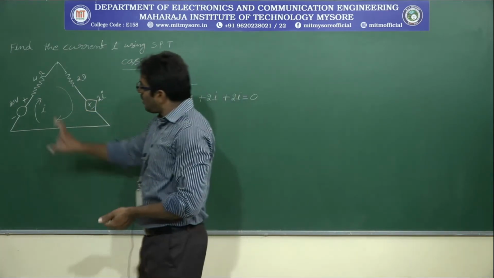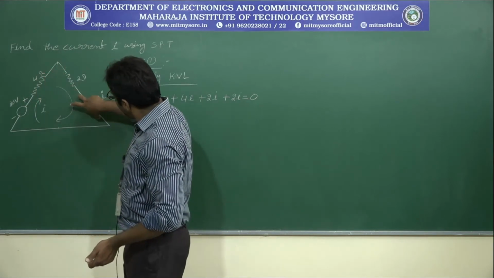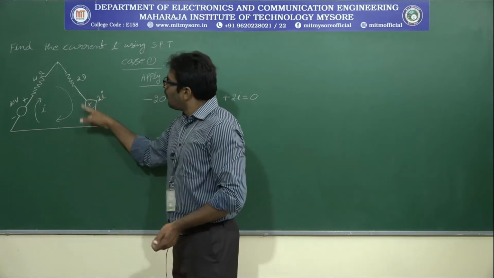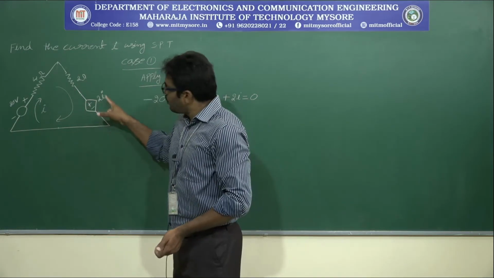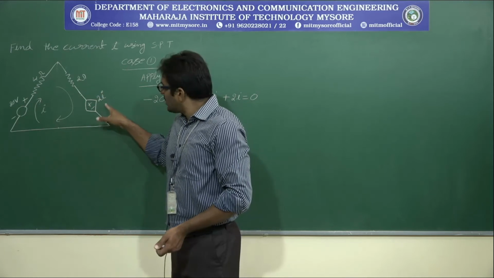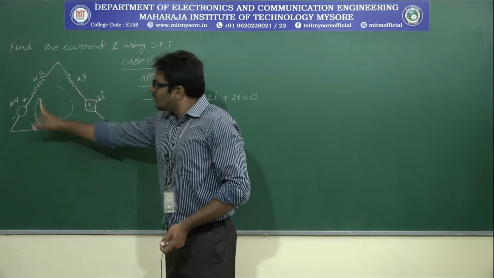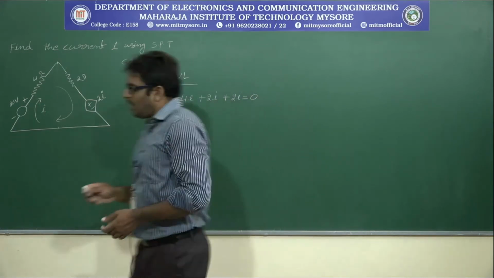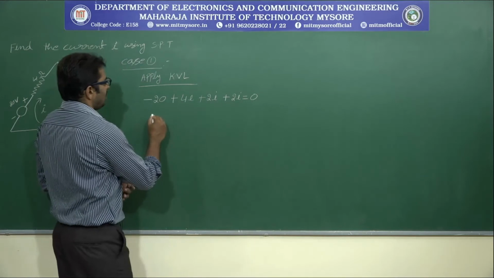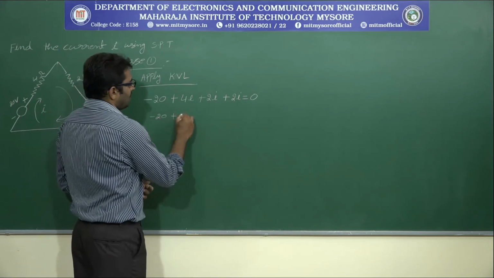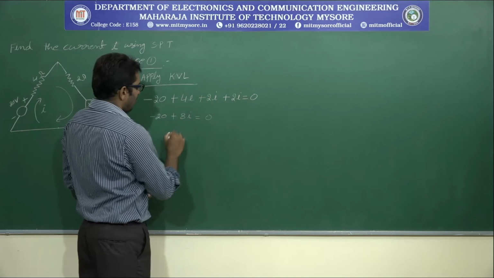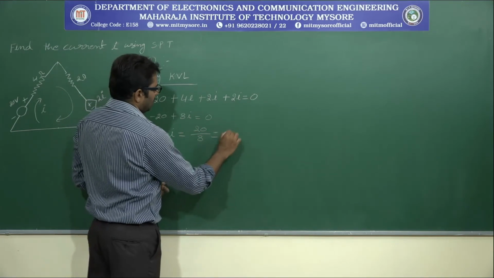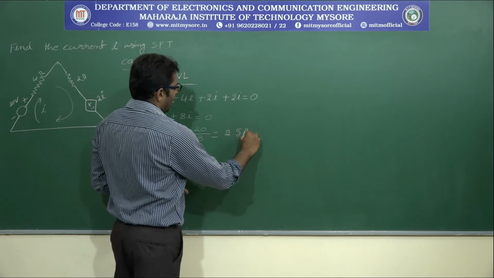The algebraic sum of voltages in any closed loop is equal to 0. This is also a voltage source, a current dependent voltage source. Where is that current? That current is nothing but this loop current. Is that clear? Just simplify this equation. You will get minus 20 plus 8I is equal to 0. So I is equal to 20 by 8, so 2.5 amps.